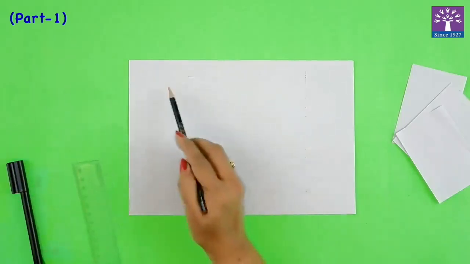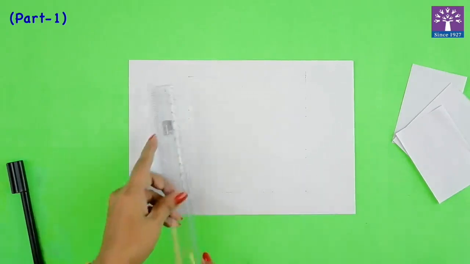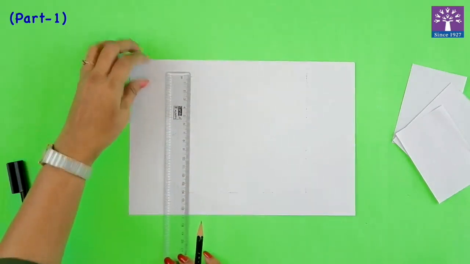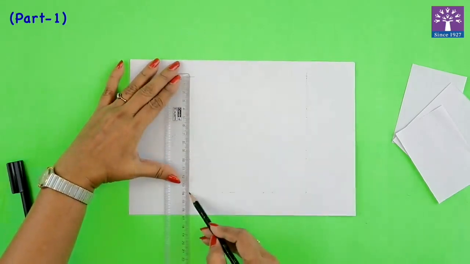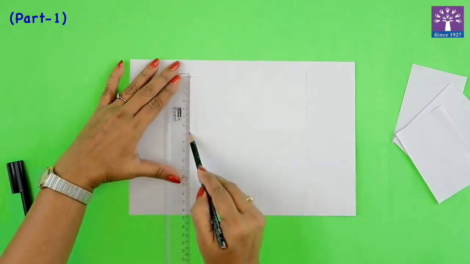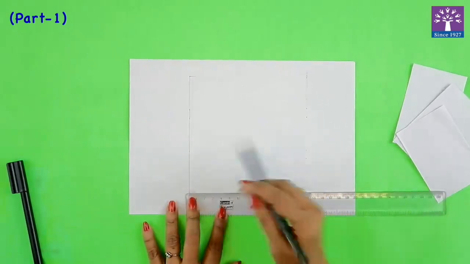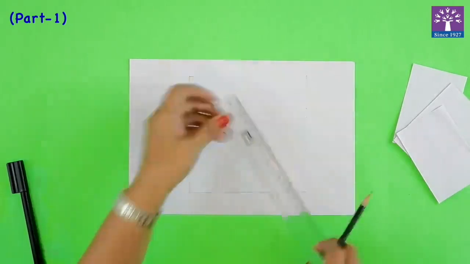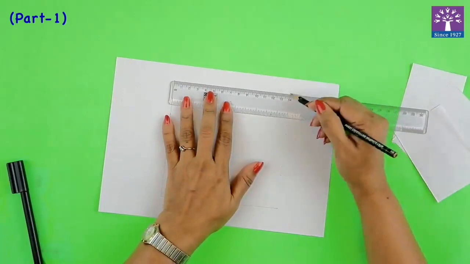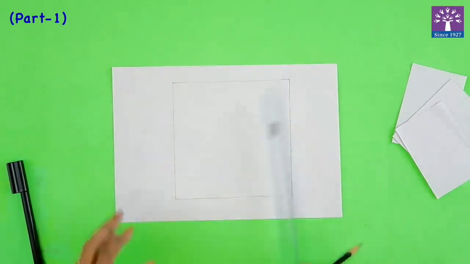We will draw a square of 14 centimeters by 14 centimeters. So mark 14 centimeters and draw a line. So we have drawn a square of 14 centimeters.